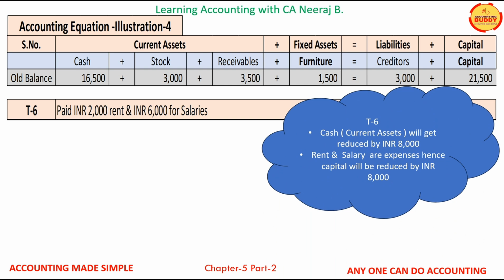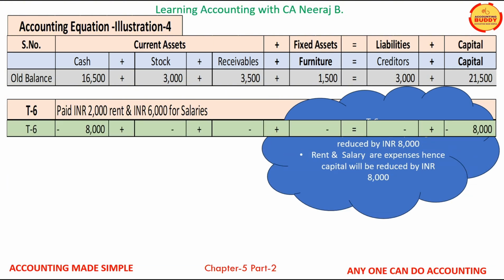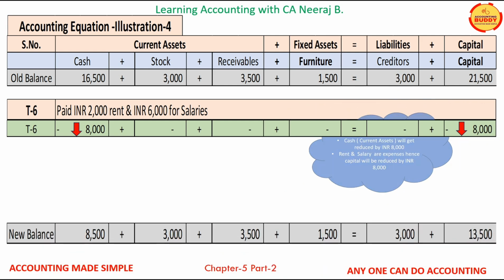If we analyze this transaction, both rent and salary are business expenses and they will affect the profit or loss of the business. And thus in accounting equation terms, they will affect the capital of the business, and since it is paid in cash, on the asset side it will impact the assets. Cash will be reduced by 8,000 and the capital will get reduced by the same amount.